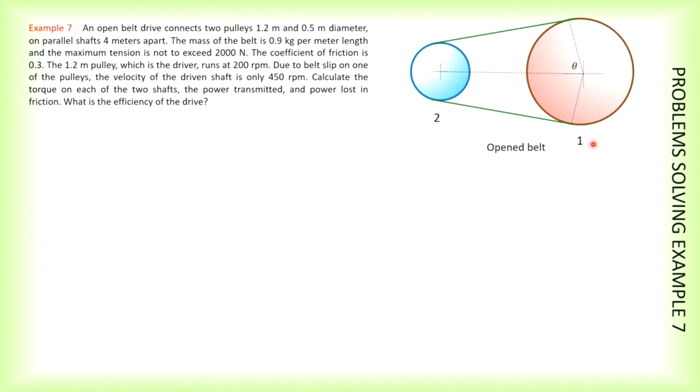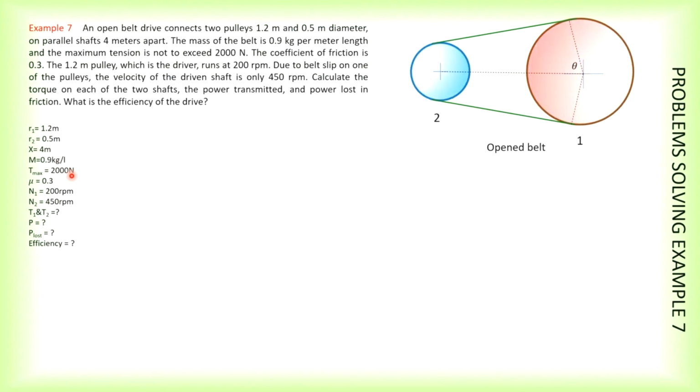So these are both the pulleys. So this is denoted as pulley 1, which is the driver. This is denoted as pulley 2, which is the driven, running at 450 RPM. Then this is running at how much? 200 RPM. So these are the given data. Okay, so the diameters of the pulleys are 1.2 and 0.5 actually. Okay, so the center to center distance, this is the mass, 0.9 kg per meter, actually is per meter.